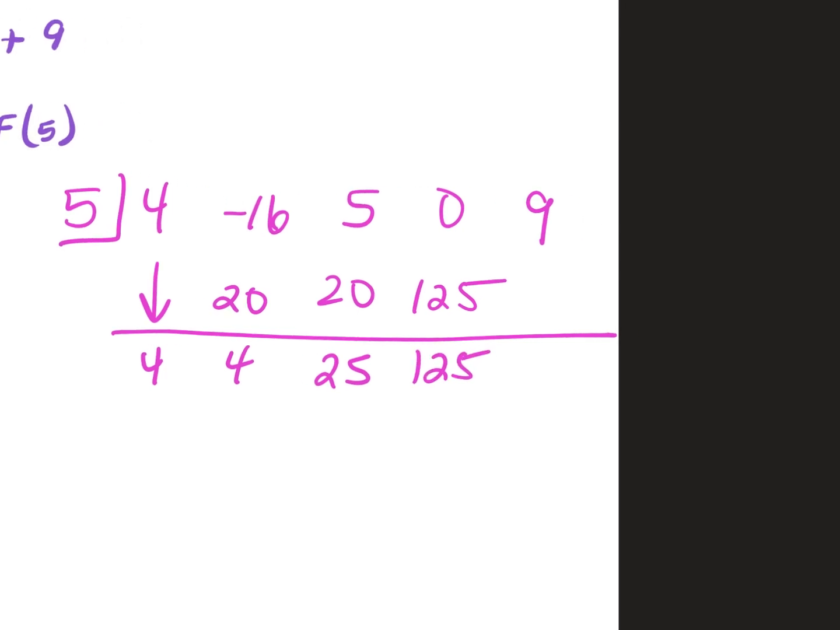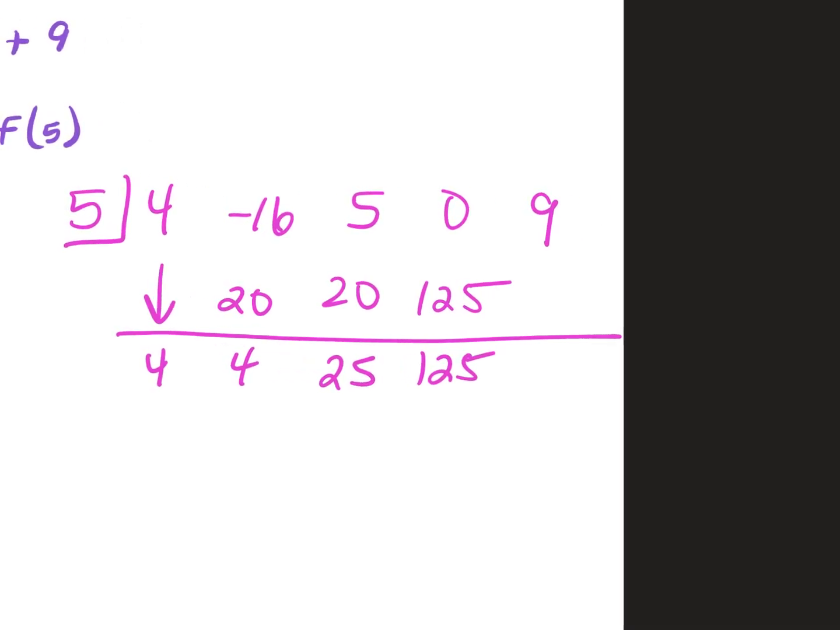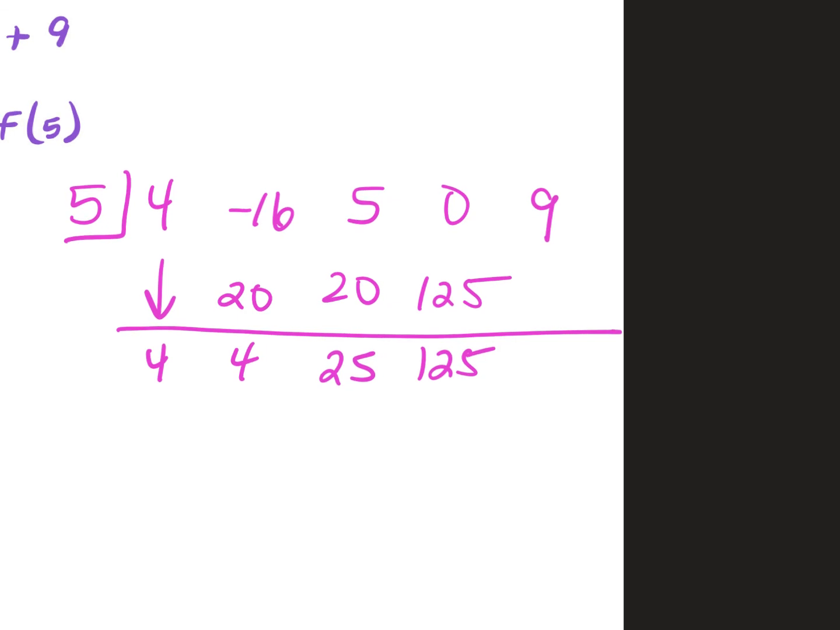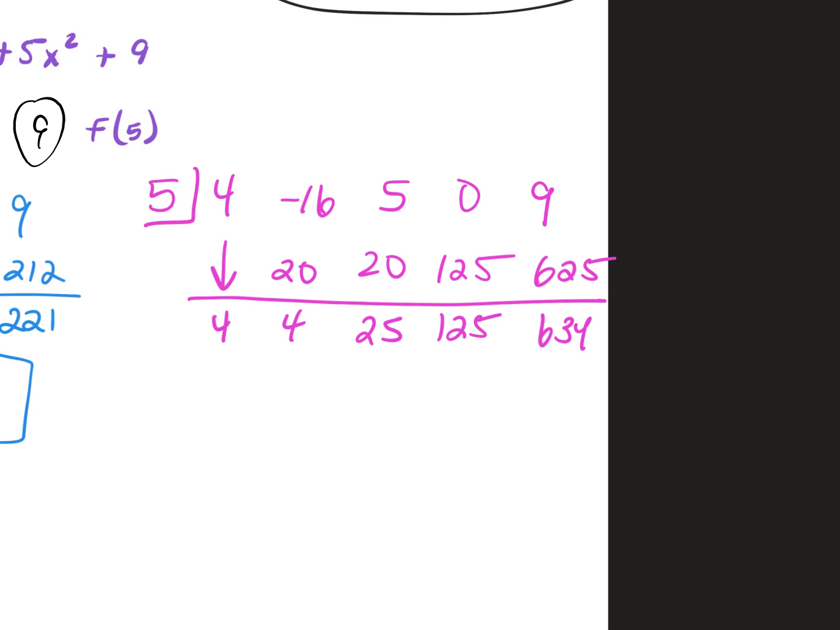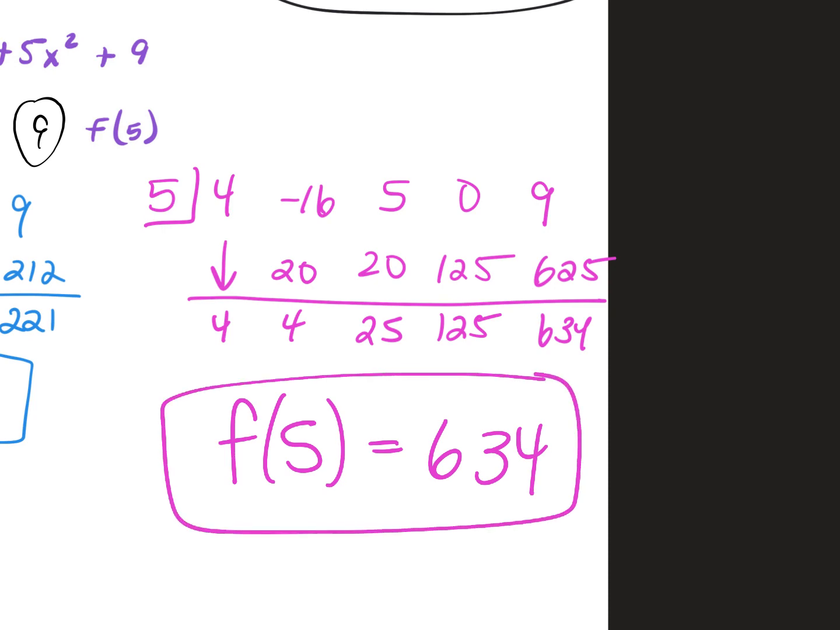All right, we got a big one. 125 times 5. 625. Good. Think about, when you guys have 25, think about money. It's easier for you guys to visualize. And then what's 625 plus 9? 634. So that's all right. How would I write my answer? F of 5 equals 634. Very good.